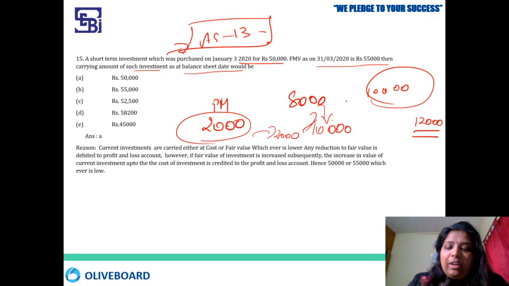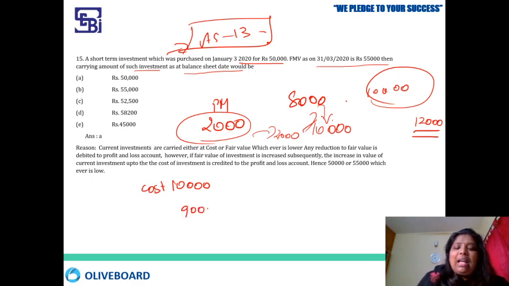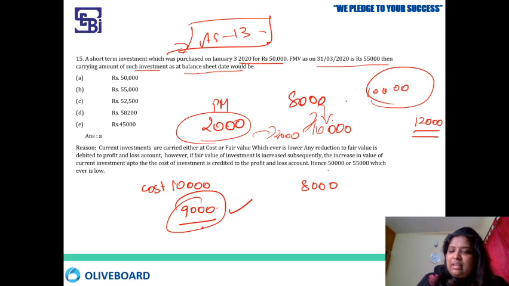Suppose, say for example, next year the cost is 10,000, the value has been increased to 9K. Okay, fine. So now what happens? Now I have to bring it back to 9K, right? Because anyway, this is the lesser one. Whichever is lower, that I have to carry. Last year I carried at 8,000. This is the first year. Second year, I will be carrying it at 9K.